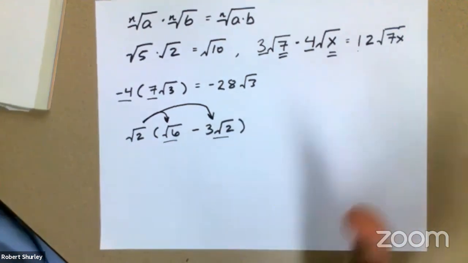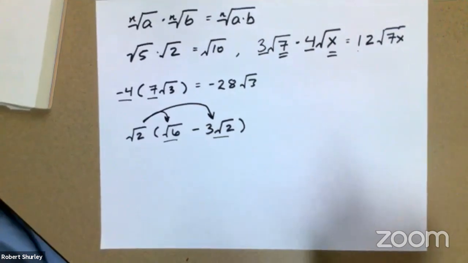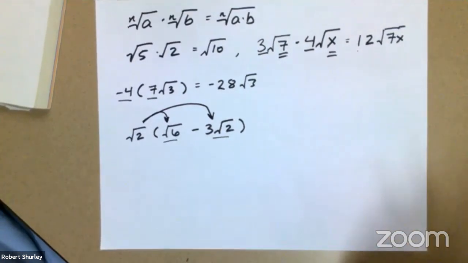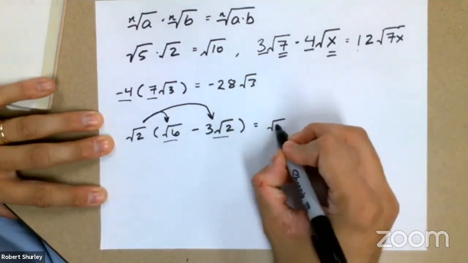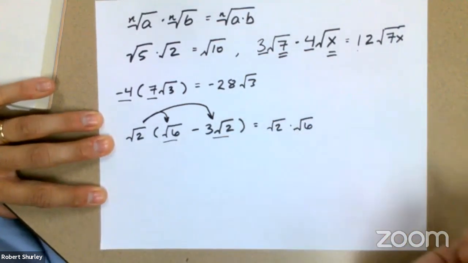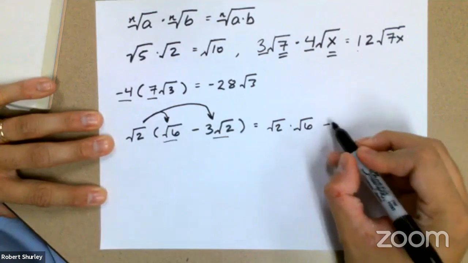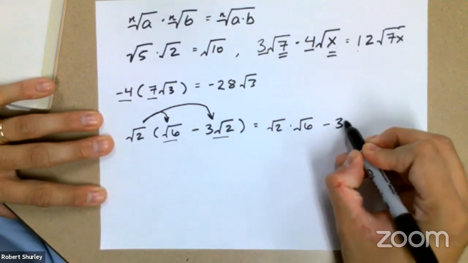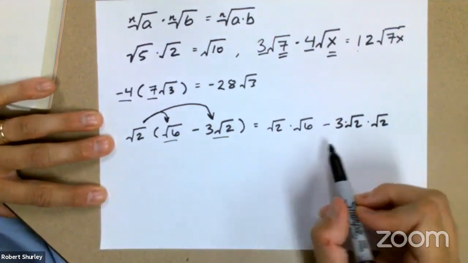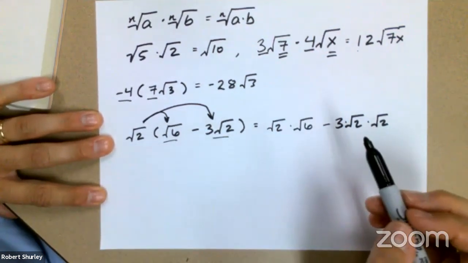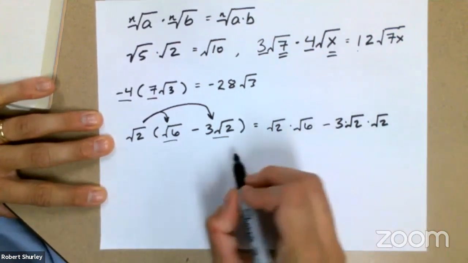Now I'm going to write this out long-wise for this first example, but I'm not going to do that ever again, okay? It's just too many steps. So this winds up being the square root of 2 times the square root of 6, right? Minus 3 times the square root of 2 times the square root of 2, okay? We've distributed the radical through.